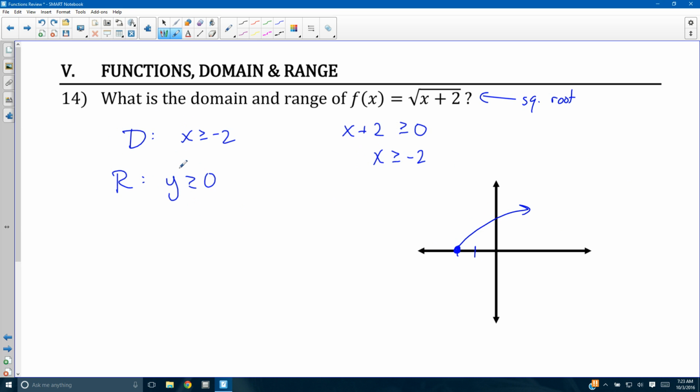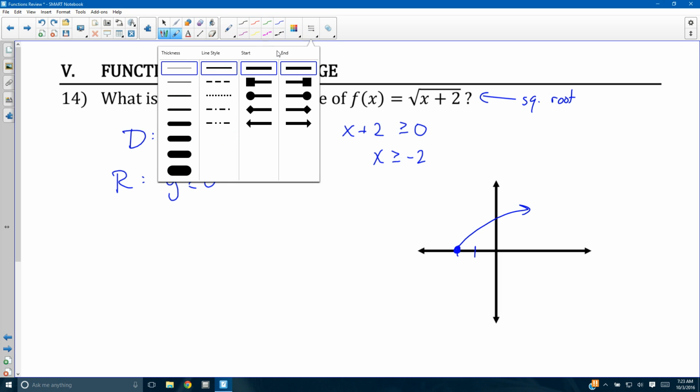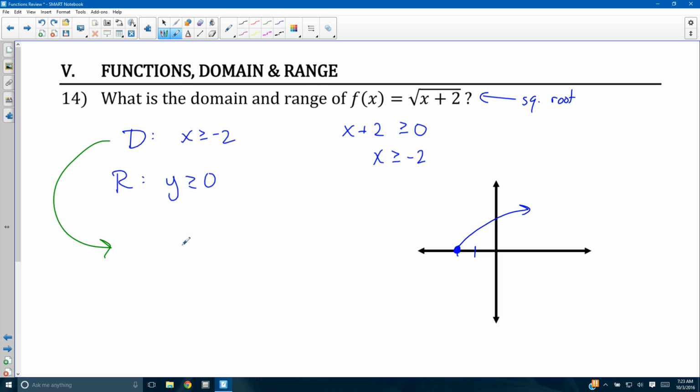So there's domain and range. Let me go ahead and do one set of interval notation for you, because I haven't done it in a while now. Domain, I can go from negative 2 to positive infinity. It includes negative 2. Range, I can go from 0 to positive infinity, and that includes 0. There you are.